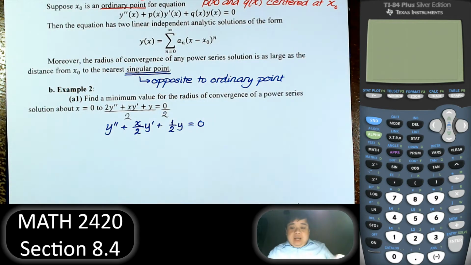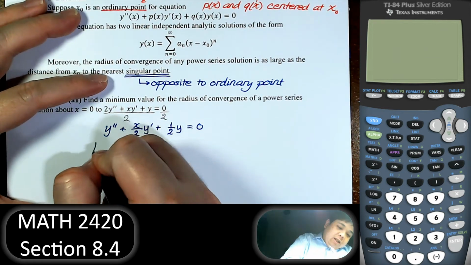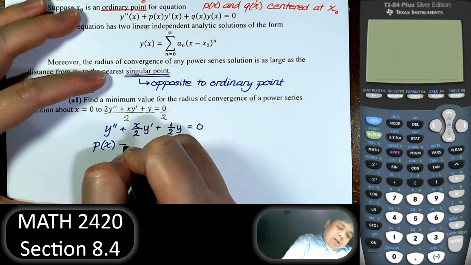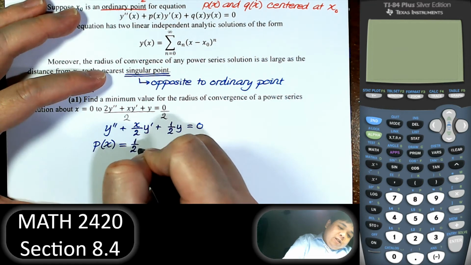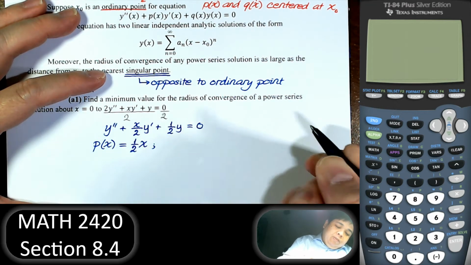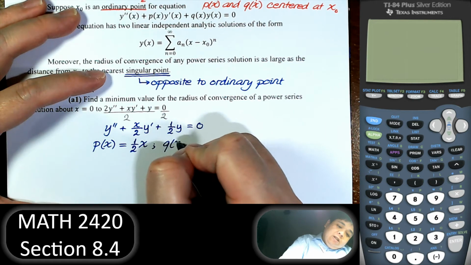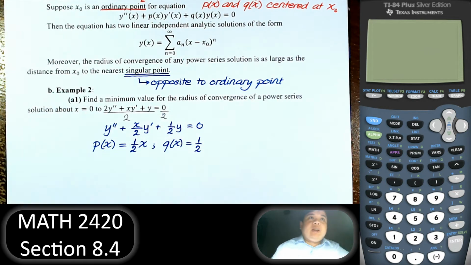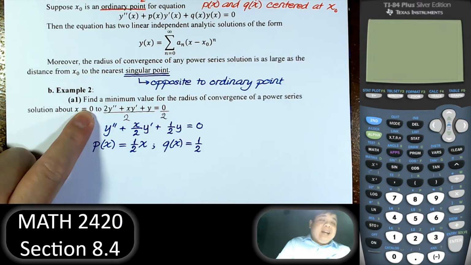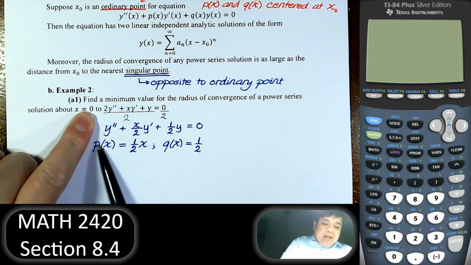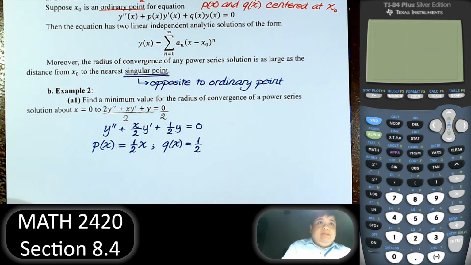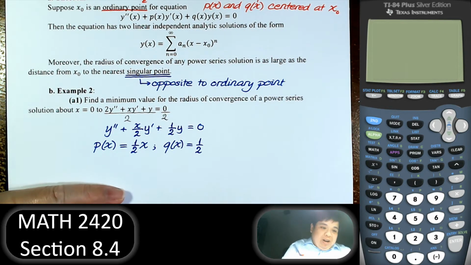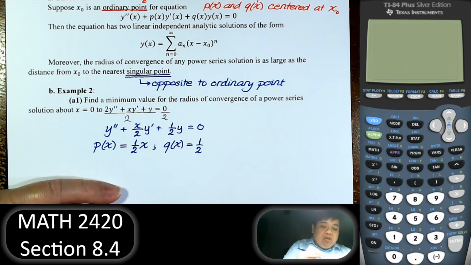That's what we have. Now, in this case, we have p of x equal to 1/2 x, and q of x equal to 1/2. Now, let me ask you this: at x equal to 0, are these functions analytic? Well, that is simple, right? Because when we put 0 for x, the function is defined, therefore it is analytic. There's a power series representation.